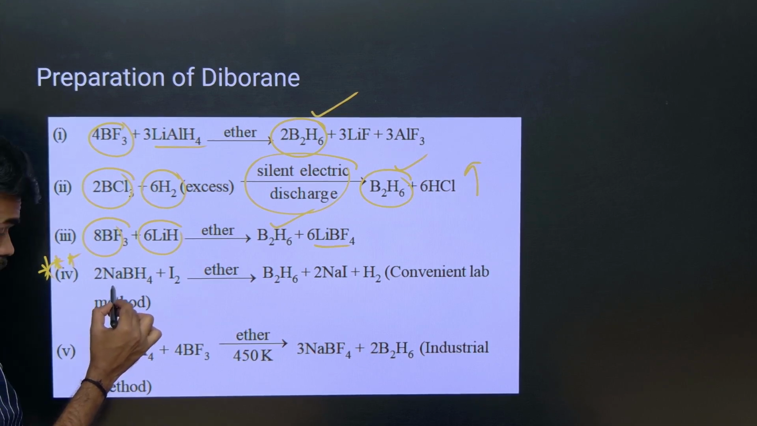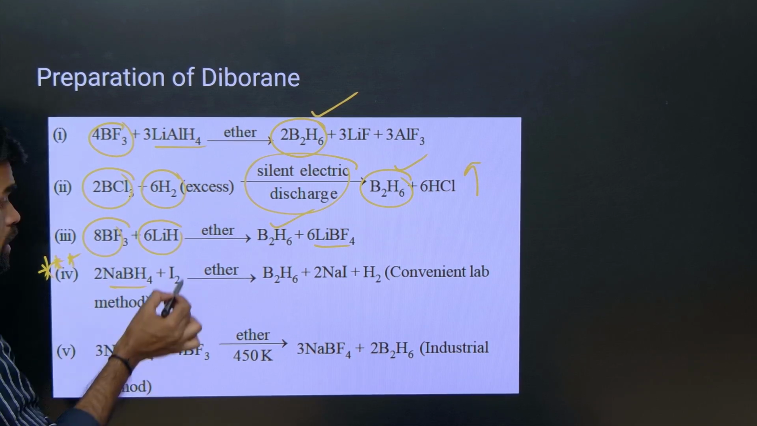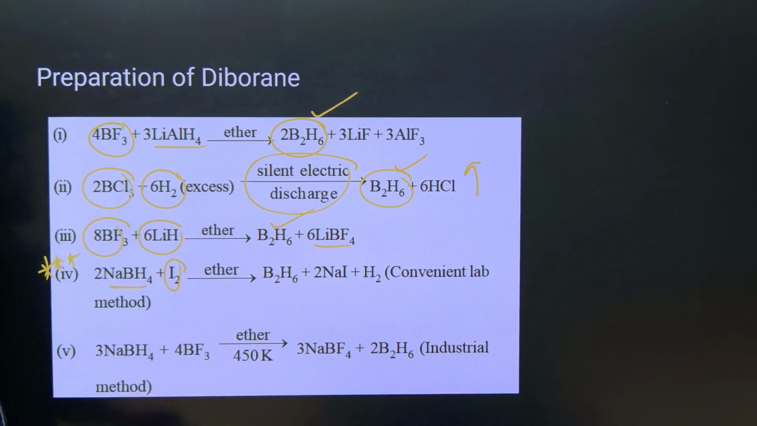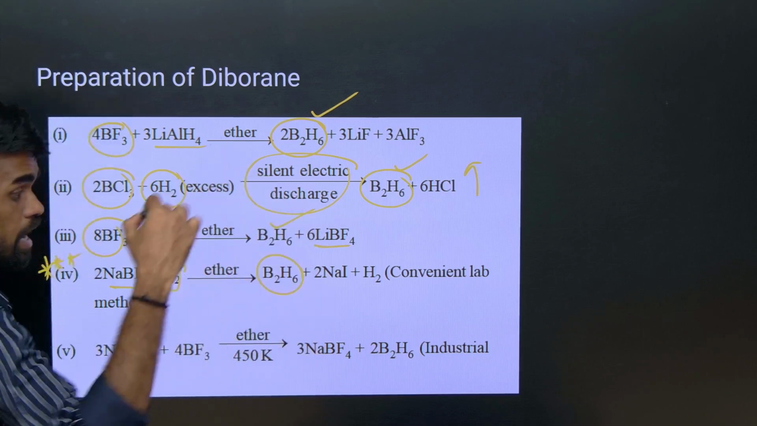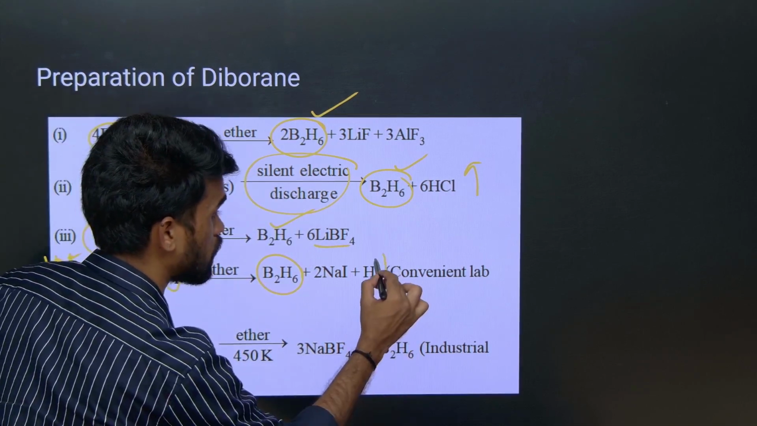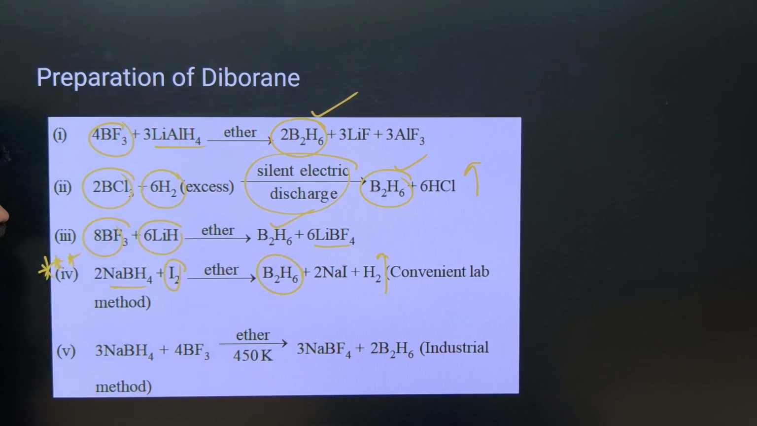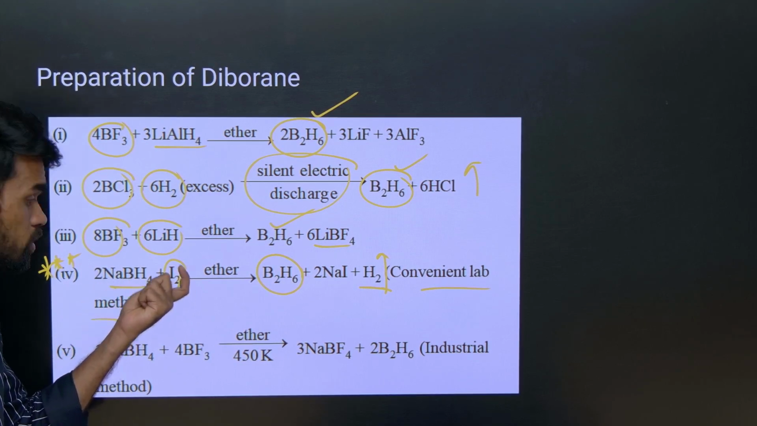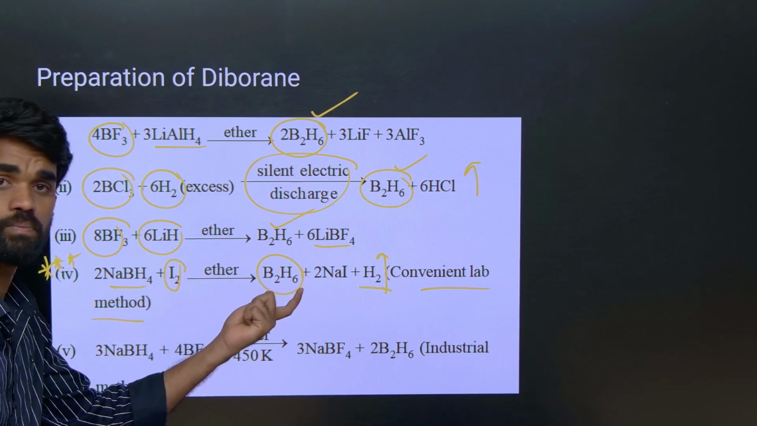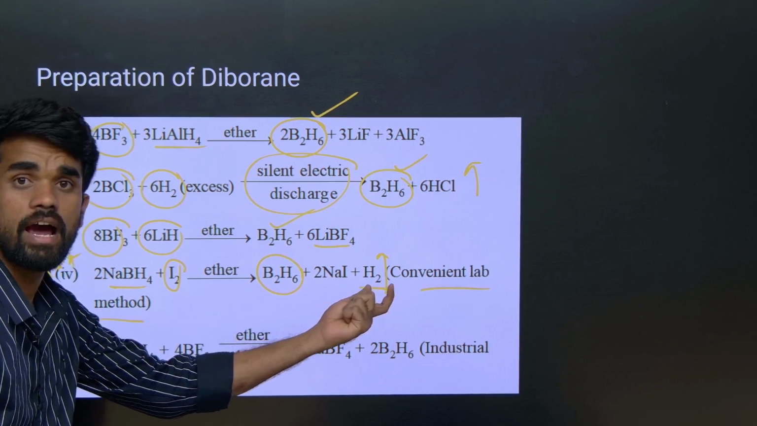This is one of the very important questions. Sodium borohydride when treated with iodine produces B₂H₆, and what is the byproduct obtained here? Hydrogen gas is released. You should remember this at any cost. Hydrogen gas is released because this is a convenient lab method, that's why it is very important.